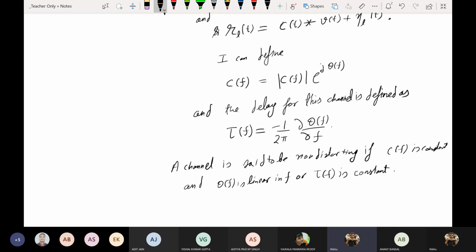Yes, Adit? Sir, if we have a linear phase, after filtering the waveform will just have a delay. The waveform would not change, but if we have a non-linear phase, then after filtering the waveform changes. How will the waveform change? It means like sir showed some diagrams at that time.